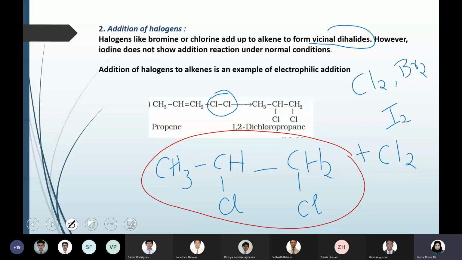That means chlorine atoms are on the adjacent carbon atom. Same as adding hydrogen. If it was hydrogen instead of chlorine, you would get two hydrogen atoms here. This is chlorination, or you can say halogenation. You're just adding a halogen here and you are getting chlorine-substituted dihalide compounds.